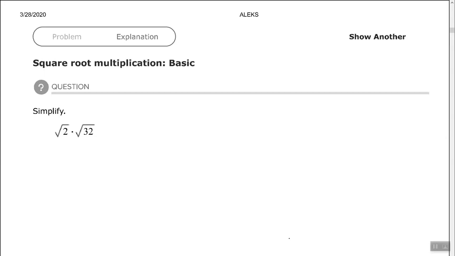Hope all is well. And in this video, we're going to look at the square root multiplication, the basic form. So we have the square root of 2 times the square root of 32. And there are a few different ways that this can be simplified. Since they're both underneath the square root symbol, I'm going to write them together underneath the square root symbol.